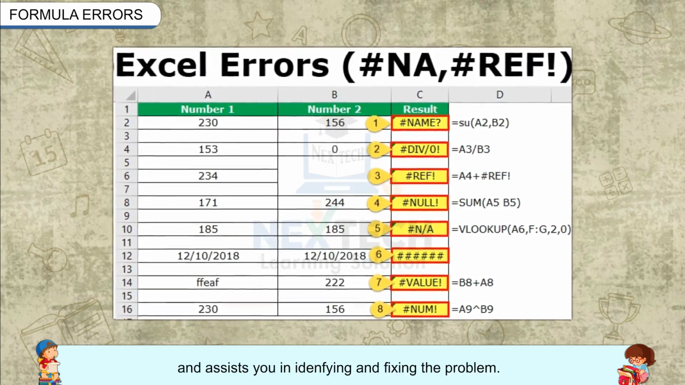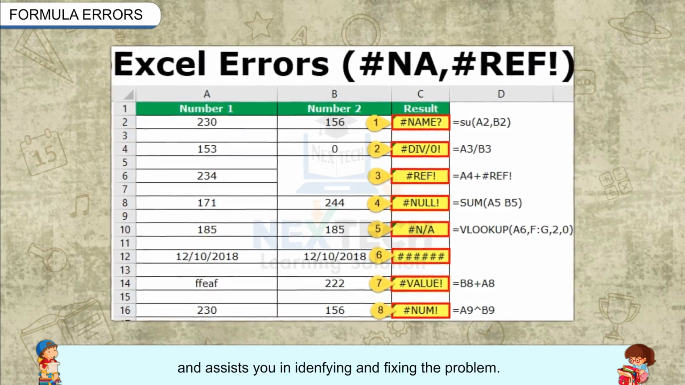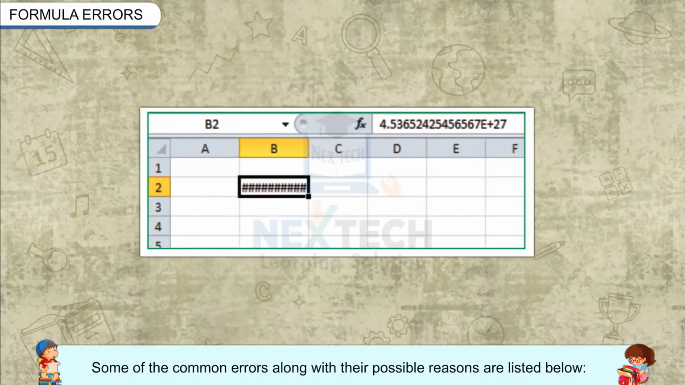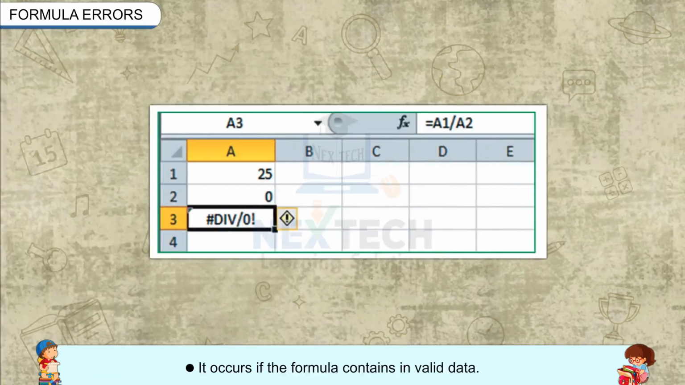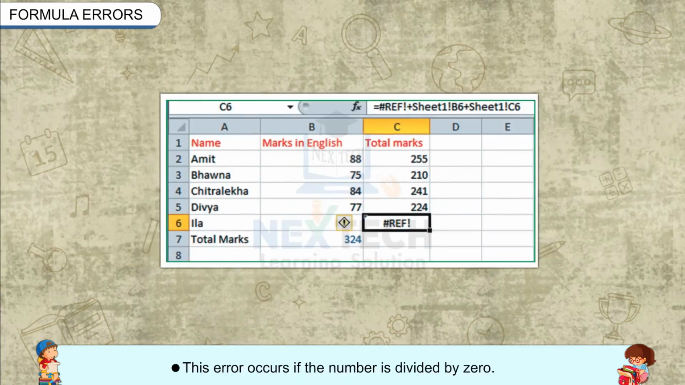Some of the common errors along with their possible reasons are listed below. It occurs if the formula is used incorrectly. It occurs if the formula contains invalid data. This error occurs if the number is divided by 0. This error occurs when the formula refers to a cell that does not exist. This usually happens when the cell reference has been deleted from the worksheet.